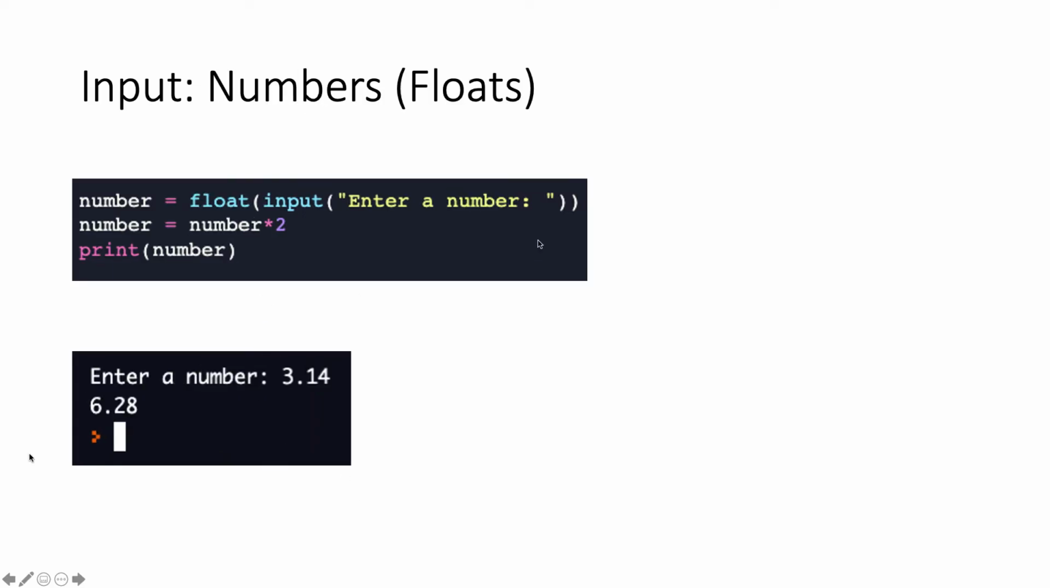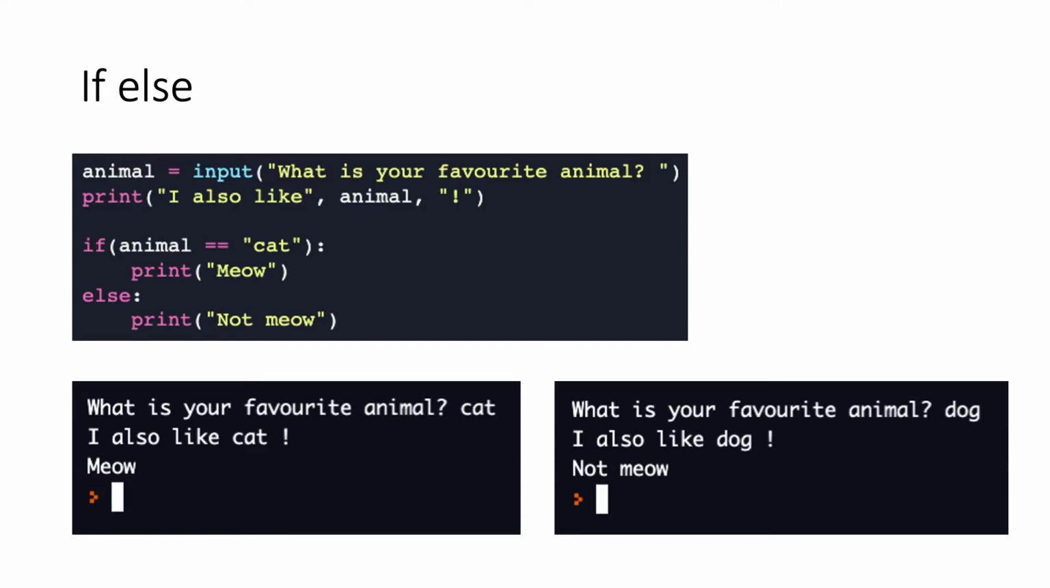So you can also take in decimal places by using float. Okay, onto conditionals. If I want to redirect the flow of the program based on the user's input, let's say I have these two lines of code which take in the user's input and store it in the variable animal. Then after that I print, "and then the value of the variable, exclamation mark", right?